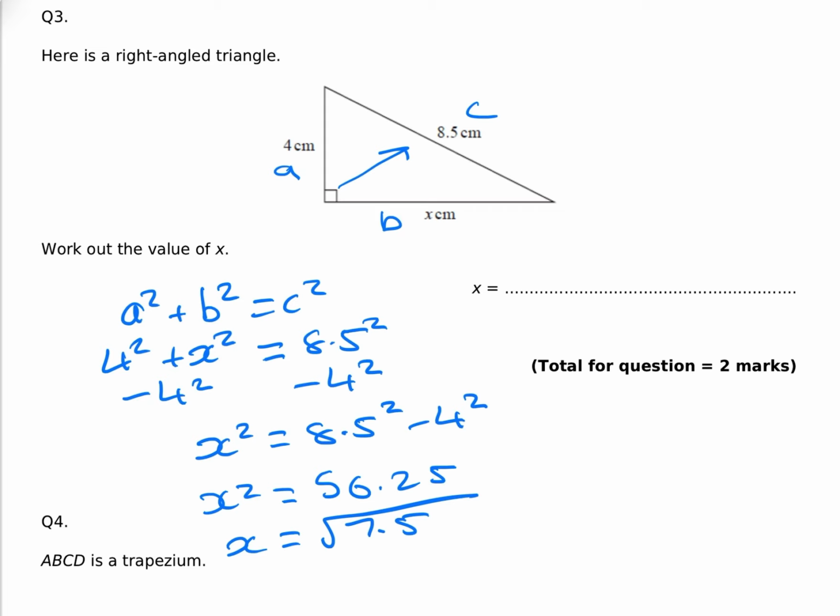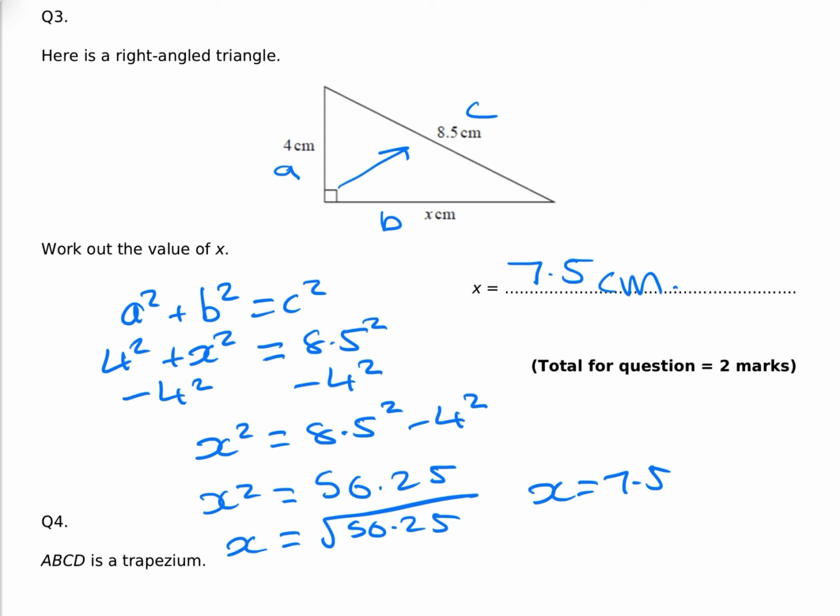Oh, that's not right. I made a little silly mistake there. Excuse me. I need to be square rooting the 56.25, and my answer is 7.5, sorry. So my answer is 7.5, and in this case it's centimetres.